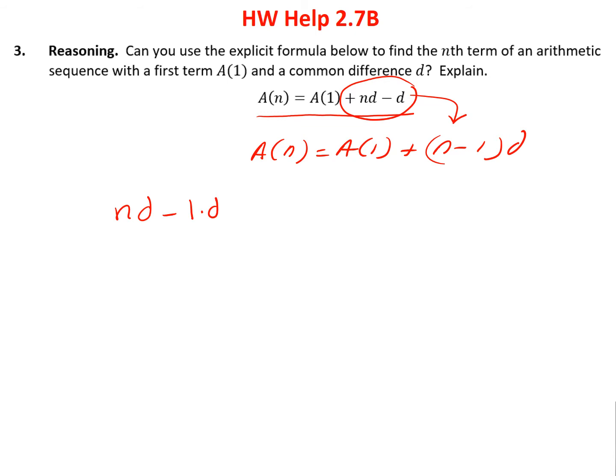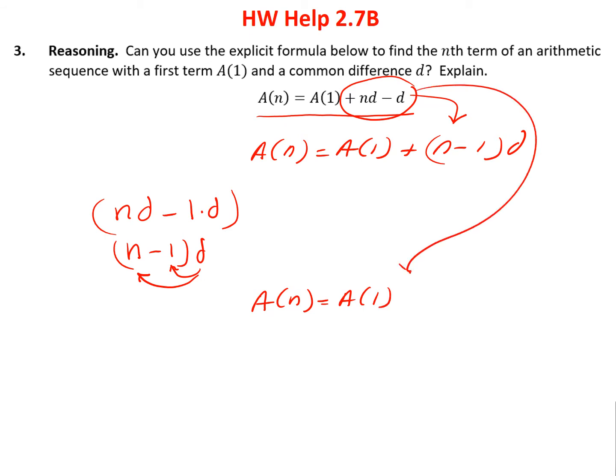So if I think about the reverse of the distributive property, I could take the d out of that and say, okay, this is n minus 1 times d. Notice if you distribute that, you get what you have there. So if I take that and plug it in for there, I'm going to get a sub n equals a sub 1, and then this becomes plus n minus 1 times d, and there is my explicit formula. So yes, I can do it using the distributive property.